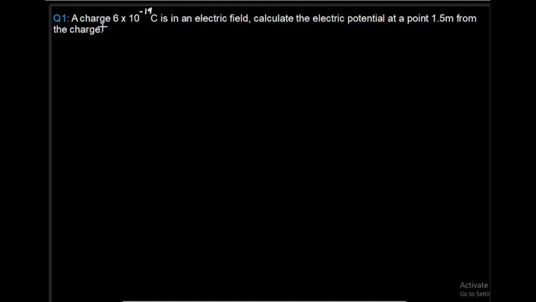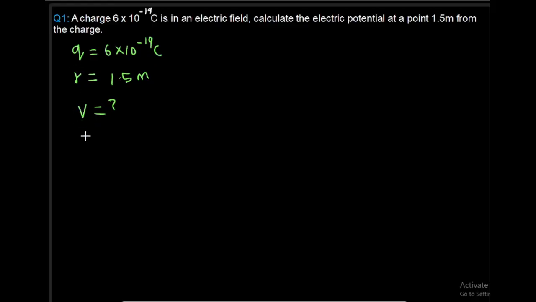So this question here says a charge of 6 times 10 raised to the power minus 19 coulomb is in an electric field. Calculate the electric potential at a point 1.5 meters from the charge. So they gave us the magnitude of the charge to be 6 times 10 raised to the power of minus 19 coulomb. We have the distance, 1.5 meter, at a point 1.5 meter from the charge. So this is our distance. We're looking at electric potential V. We want to calculate this in relation to Q and R.